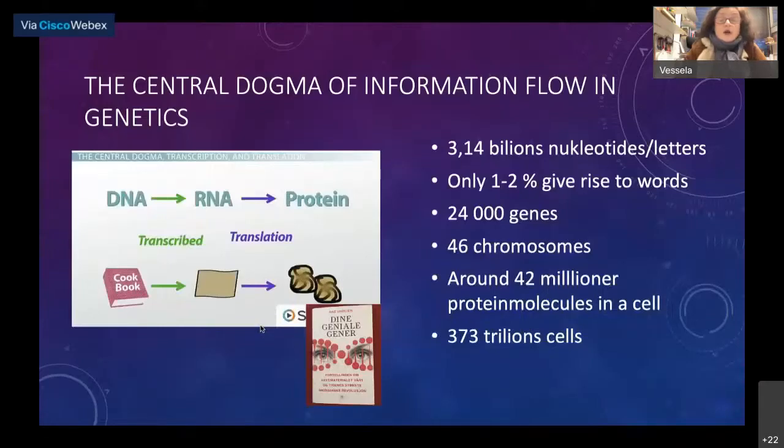So we know that there is a certain organization in this, that these 3.14 billion nucleotides only give rise to 1 to 2% of the words that we use in this book, that we have something like 25,000 genes in those 46 chromosomes, one from mom, one from dad. And these give rise to close to 42 million proteins in a cell. And a living human has something close to 373 trillion cells. So these are quite a lot of cells.